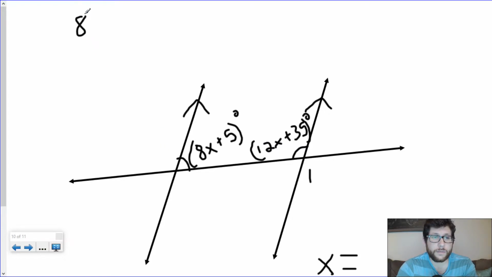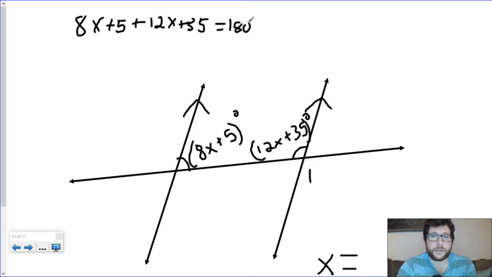So do you know what I'm going to do? I'm going to take these angles. I'm going to go ahead and add them to 180. Okay, so I get 8x plus 5. I add 12x plus 35, and I set it equal to 180.